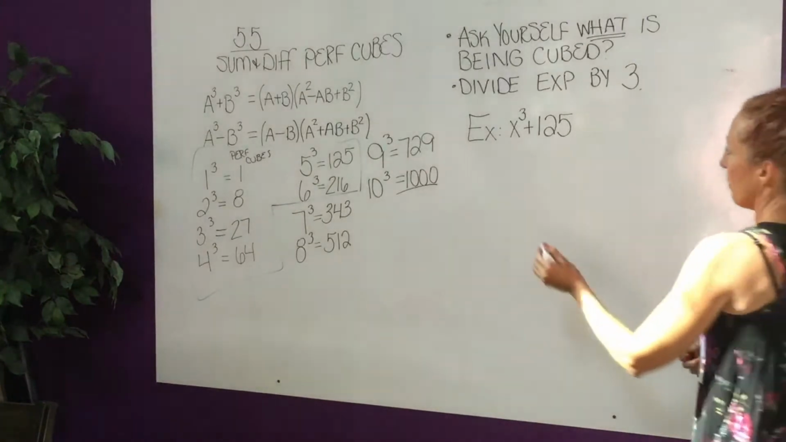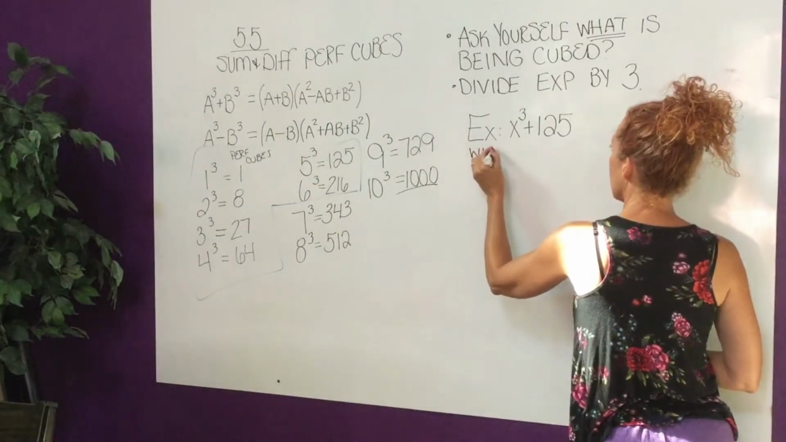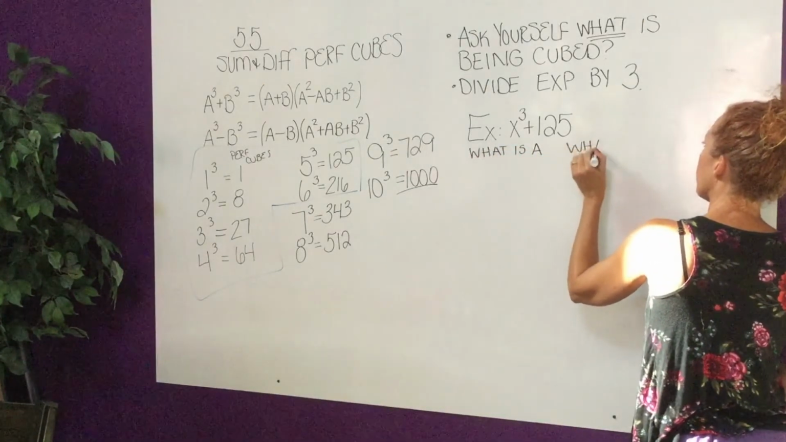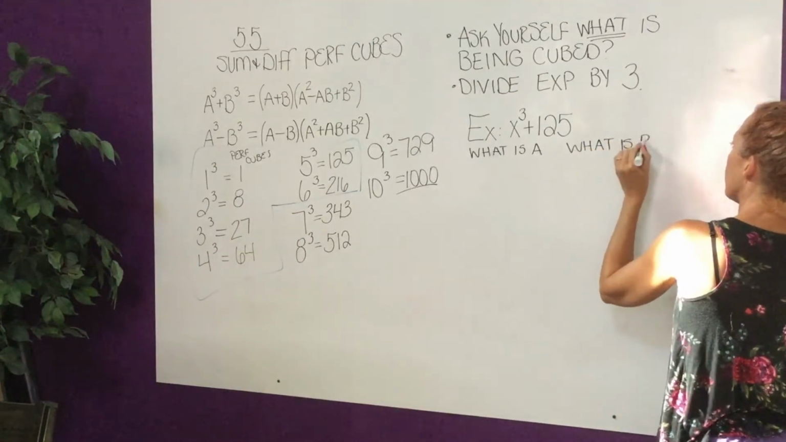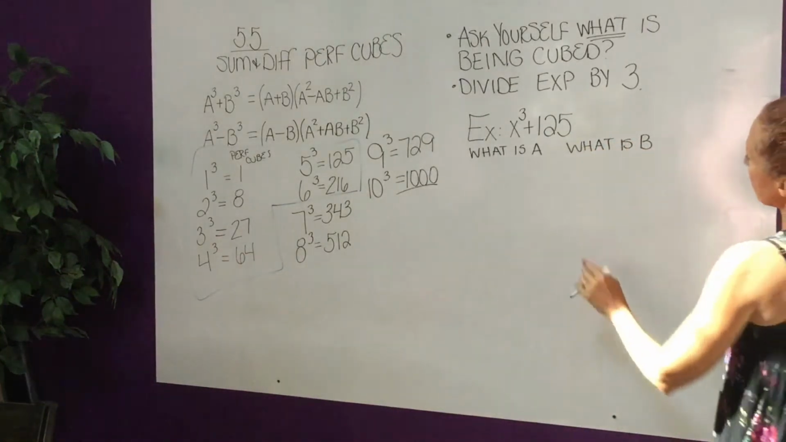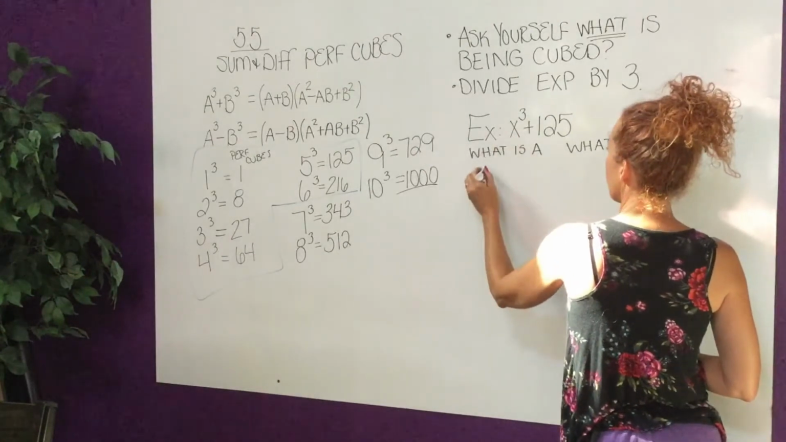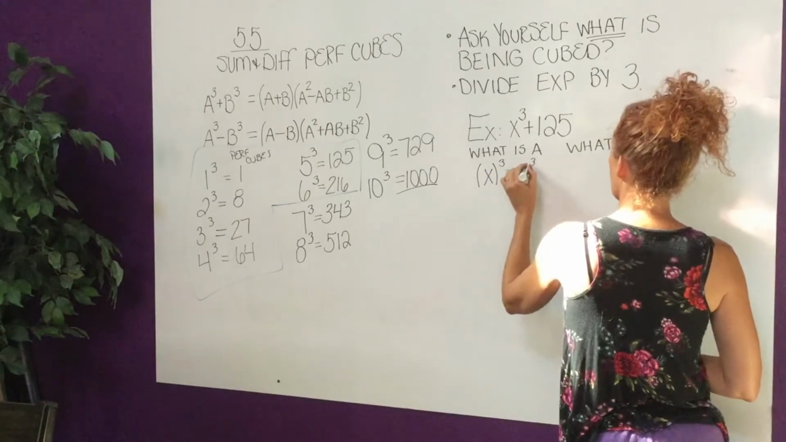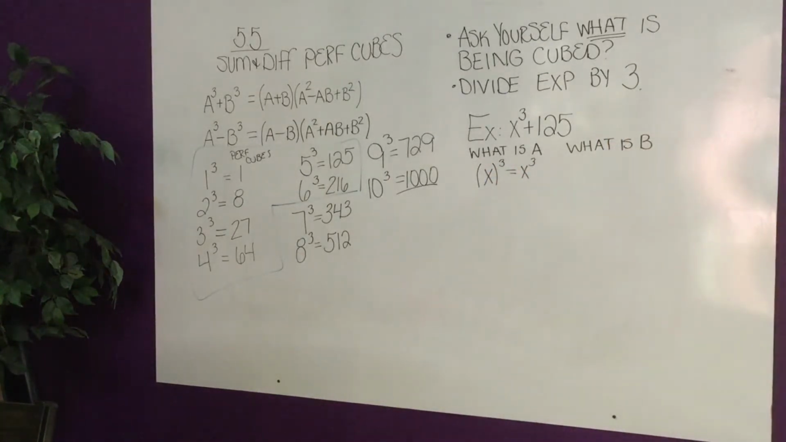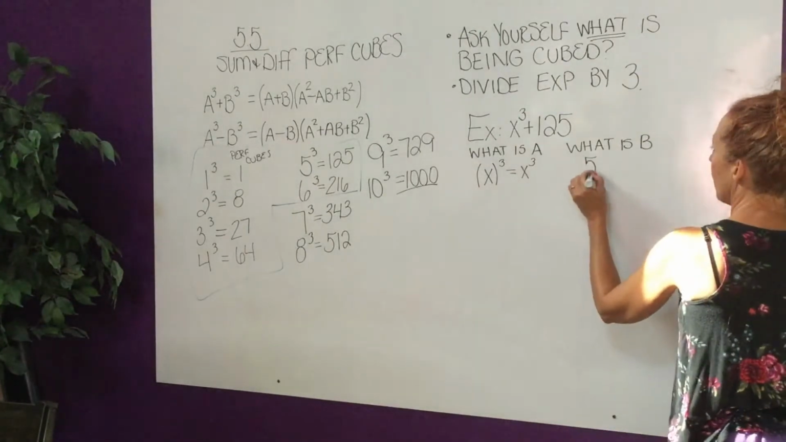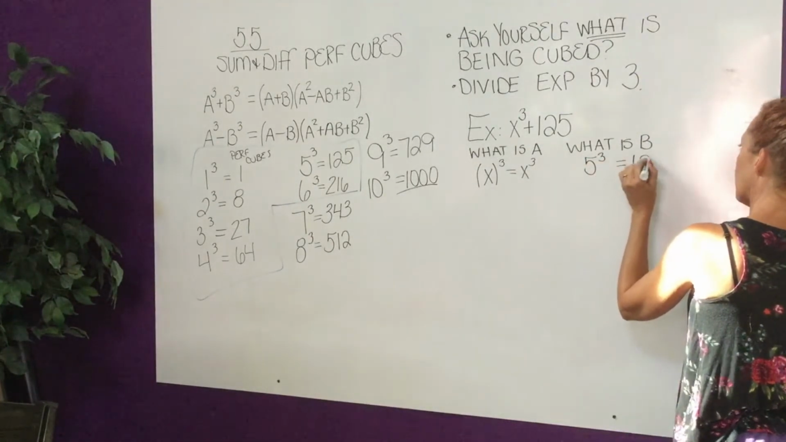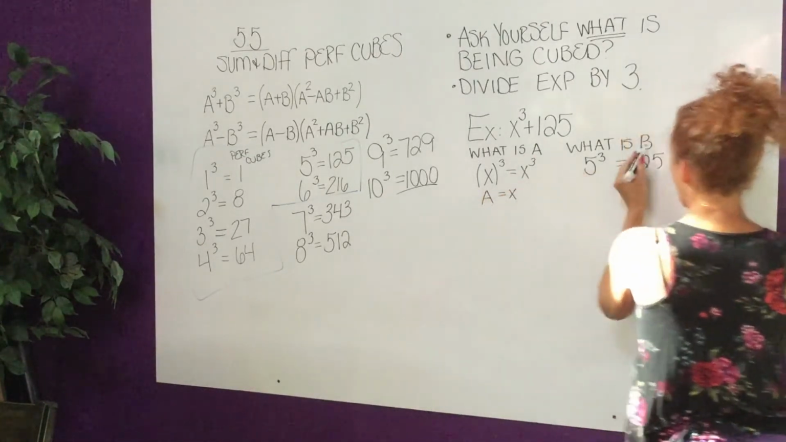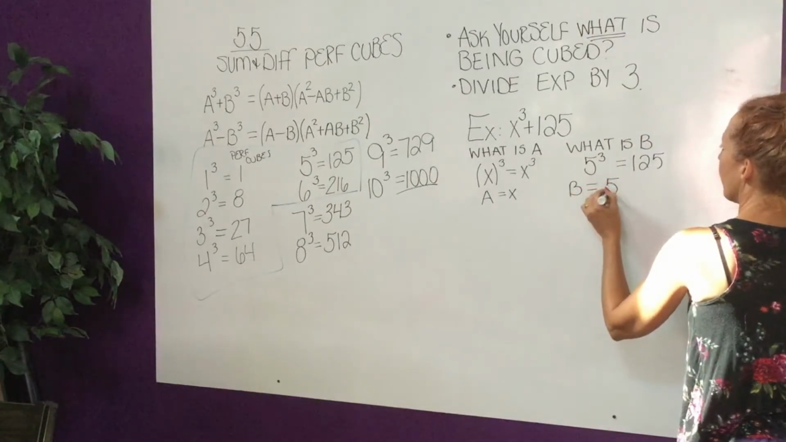So you need to think about what is the A and what is B. All right, so what is being cubed here? What's being cubed here is x, because x to the 3rd, that's almost so easy it'll confuse you. And what is b? 5 to the 3rd is 125. So a is x and b is 5.